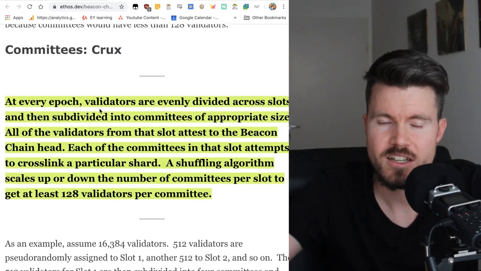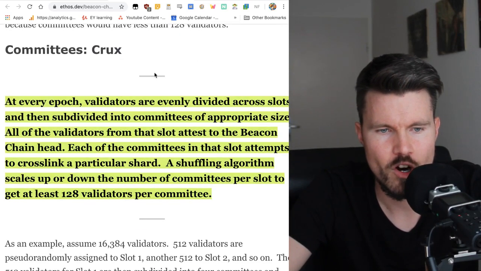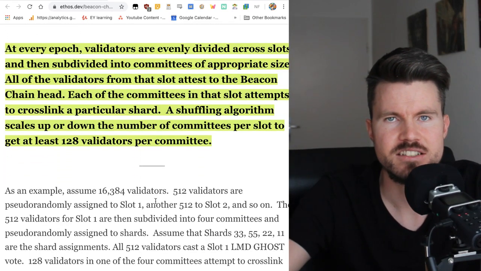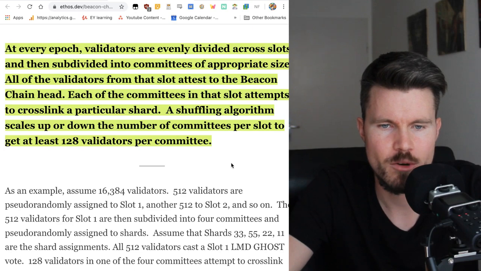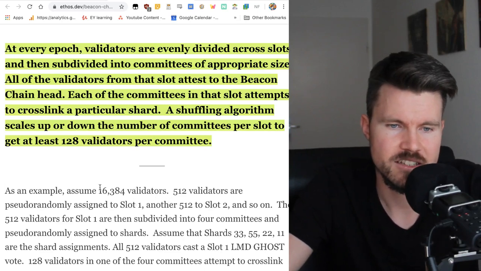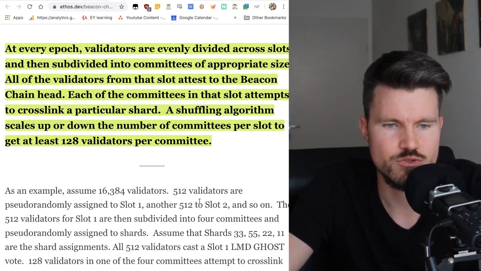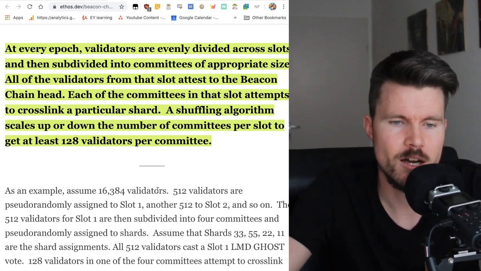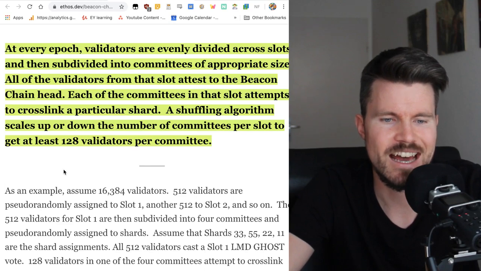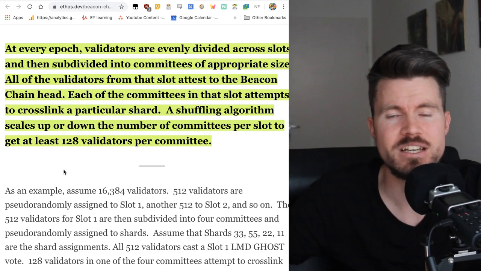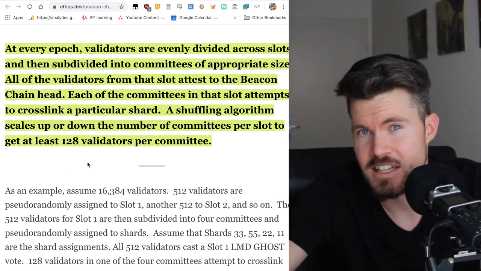Now, an important point for committees: at every epoch, validators are evenly divided across slots and then subdivided into committees of appropriate size. All of the validators from that slot attest to the beacon chain head. Each of the committees in that slot attempts to cross-link a particular shard, and a shuffling algorithm scales up or down the number of committees per slot to get at least 128 validators per committee. But it can be a lot less if there are a lot fewer validators in the system.